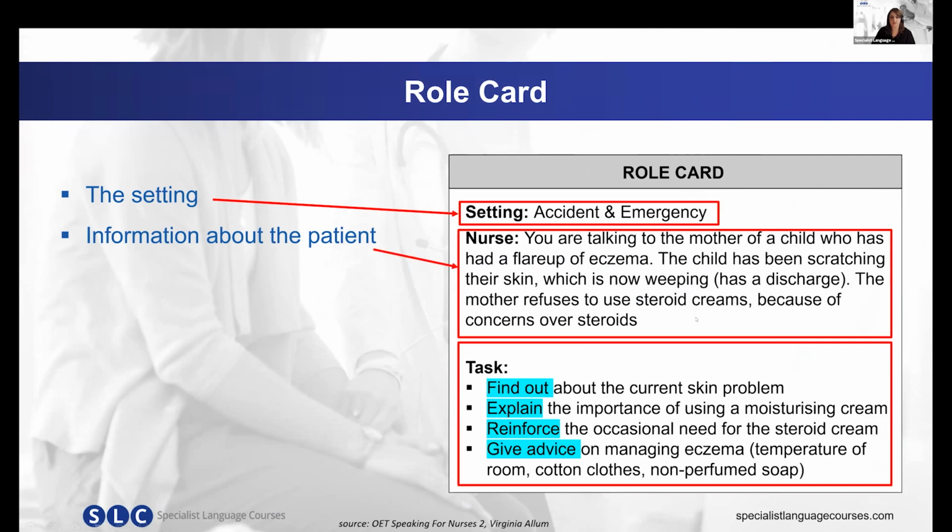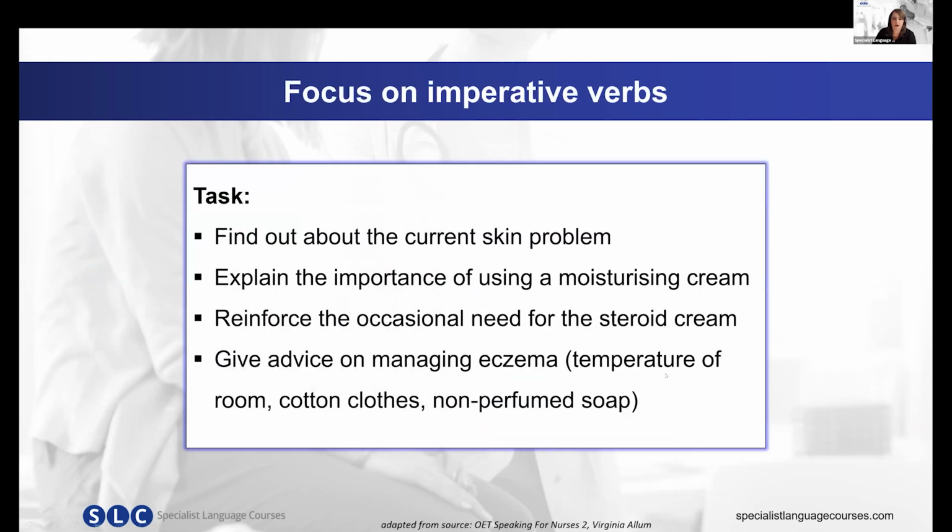So the patient or the carer, in this case, as you're talking to the mother of a child, and this also has information about their condition or perhaps the reason that they've come to see you. And then you have the task. And under the task, you will have bullet points, and you will have a variety of verbs here to give you instructions on how you need to manage the role play. So let's take a look at that a bit more closely.